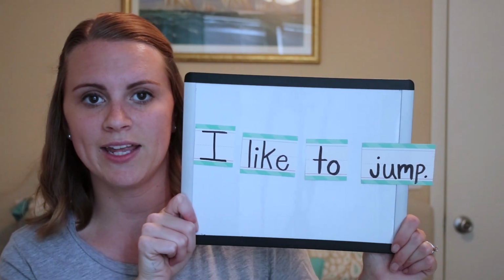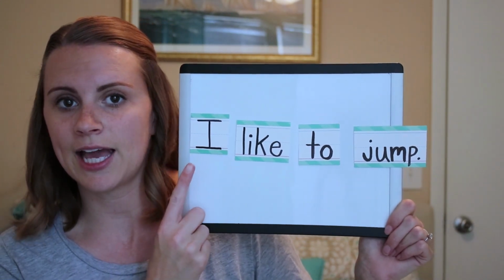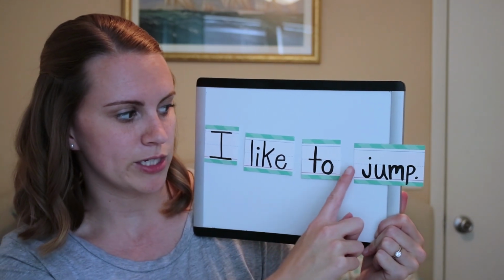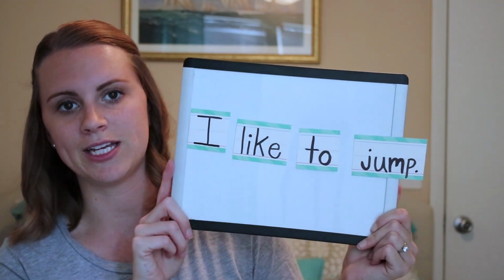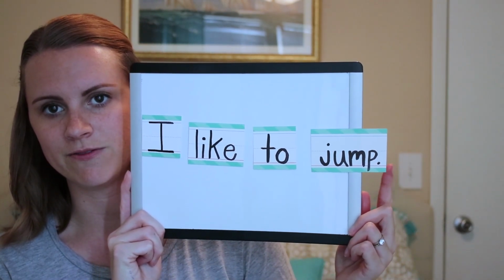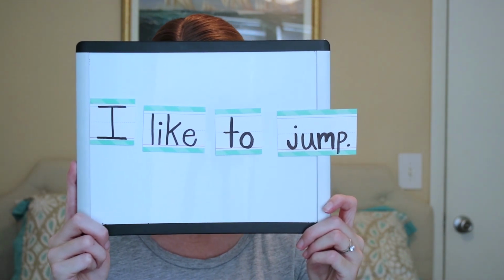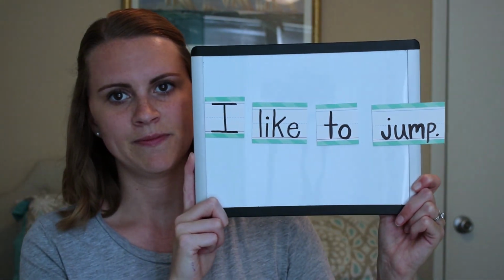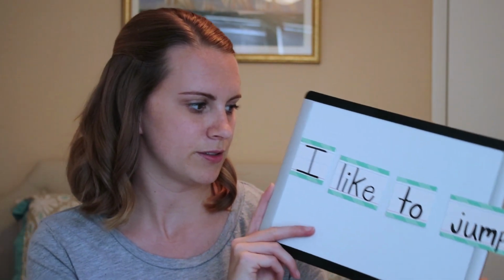All right, go ahead and write the sentence on your piece of paper. Don't forget the capital letter. Don't forget the finger spaces between each word, and then the punctuation at the very end. So don't forget that period at the very end. I like to jump. And feel free to pause the video if you need more time, but make sure you write the sentence right here. I like to jump. Very good.